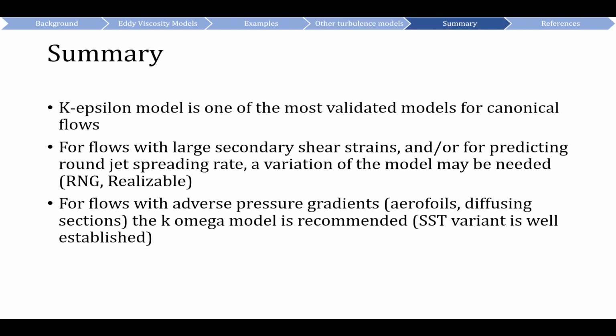Okay, so in summary, the K epsilon model is one of the most validated models for a canonical flow. It does have some problems, however, with large secondary shear strains, and a classic problem of the K epsilon model is that it has trouble predicting a round jet spreading rate. There are some variants of the K epsilon model that can help tackle this, such as the RNG and realizable. Also, for flows with adverse pressure gradients, the K omega model is typically recommended, with the SST variant being one of the most well established for an airfoil example.